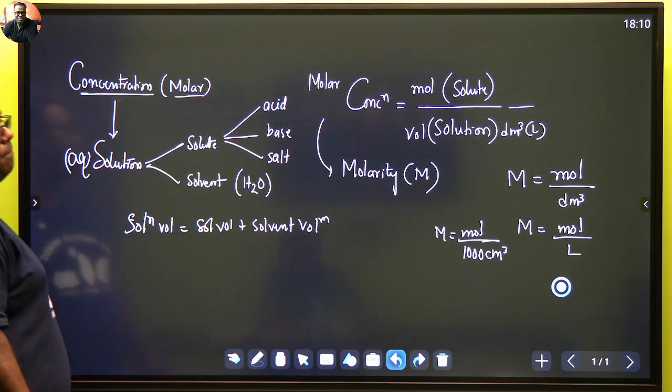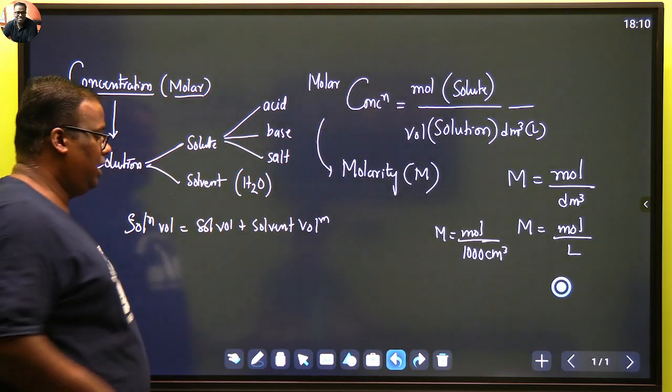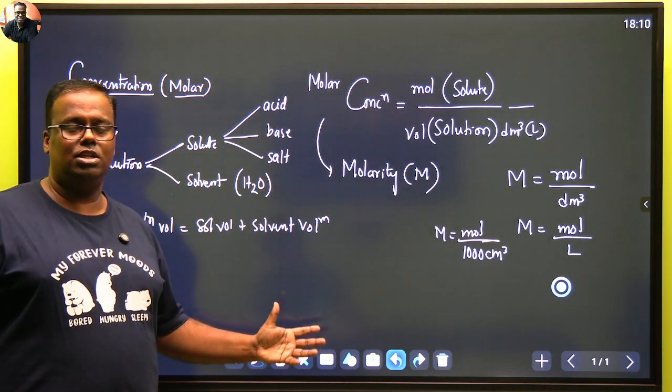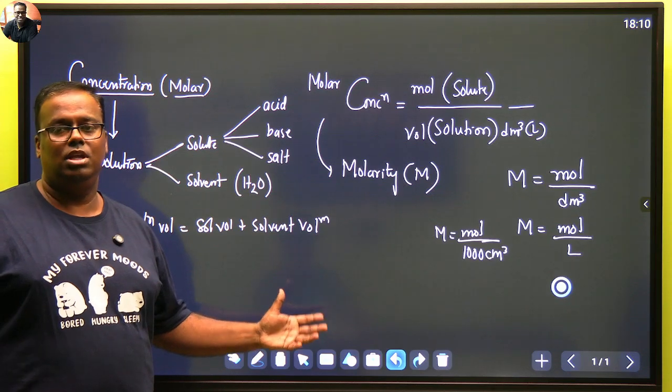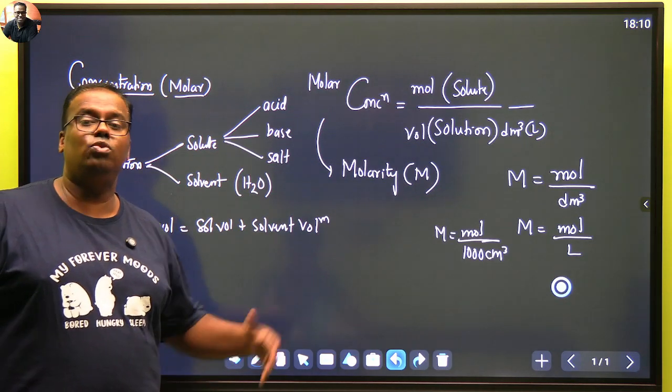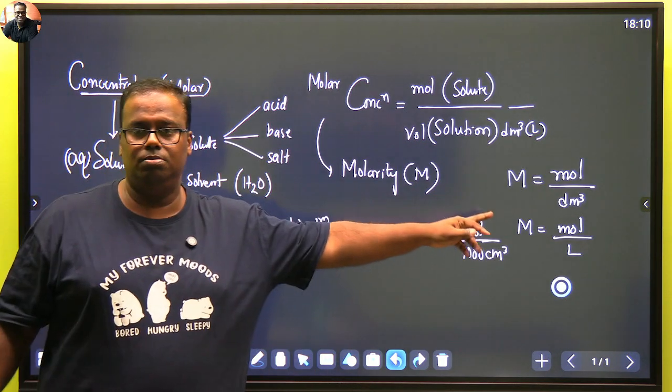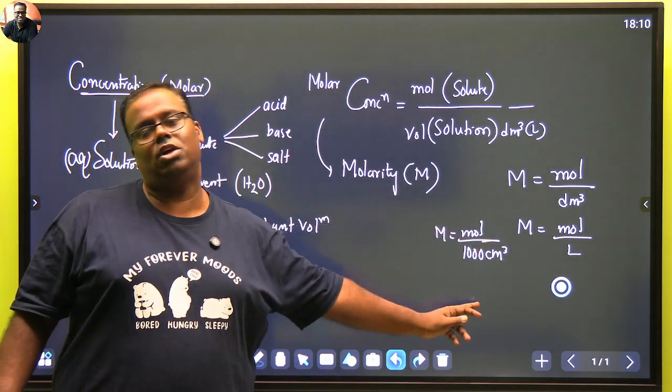ठीक है? Understood? चलिए आगे. Anyone has any query on this step? Molar concentration. How many moles in the solution per unit volume? And sir, in what unit will you measure the volume? dm cube or liter or 1000 centimeter cube.